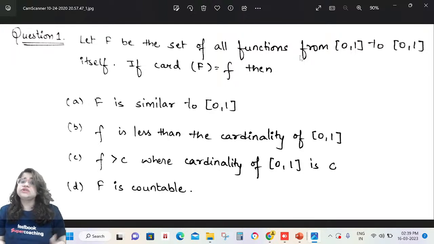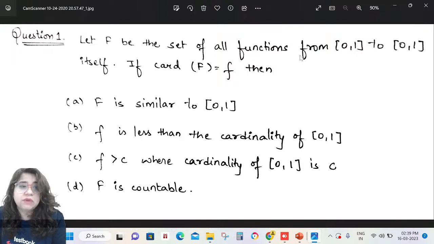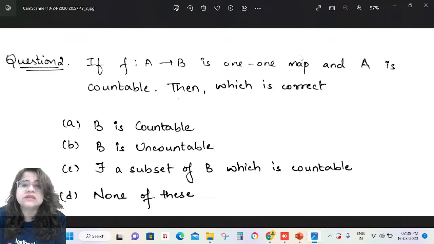This is the first question, which is part of your previous year questions for real analysis. Hope you understand it quickly and much better. So let's proceed to the next question. This is your next question, everyone.